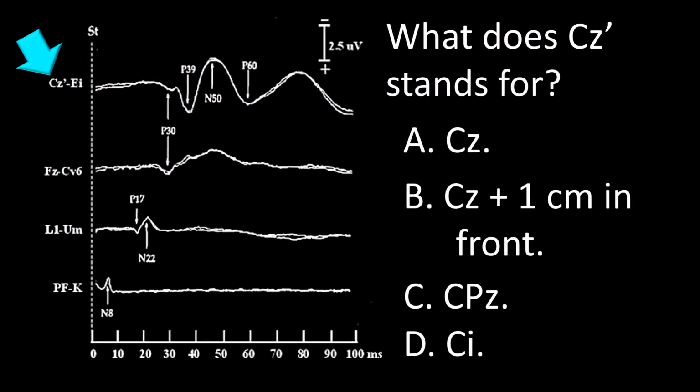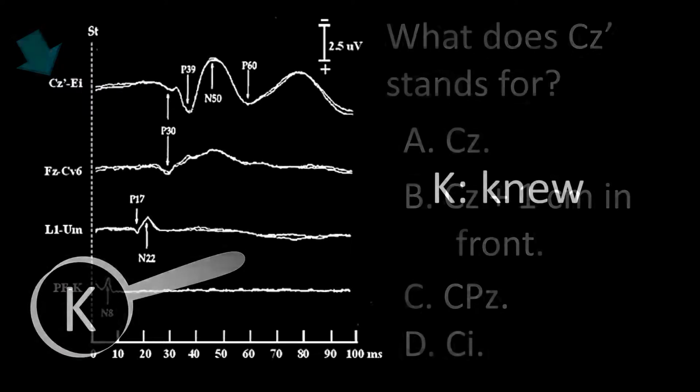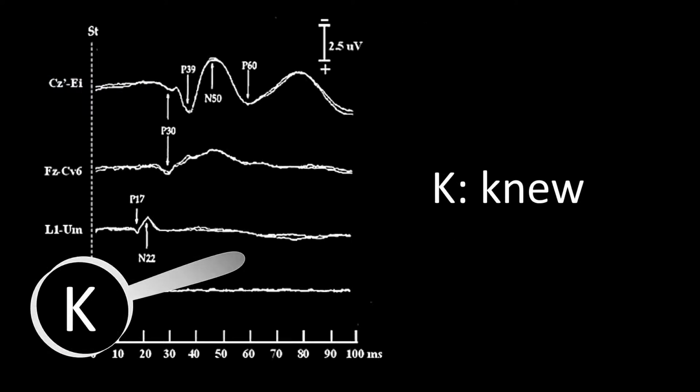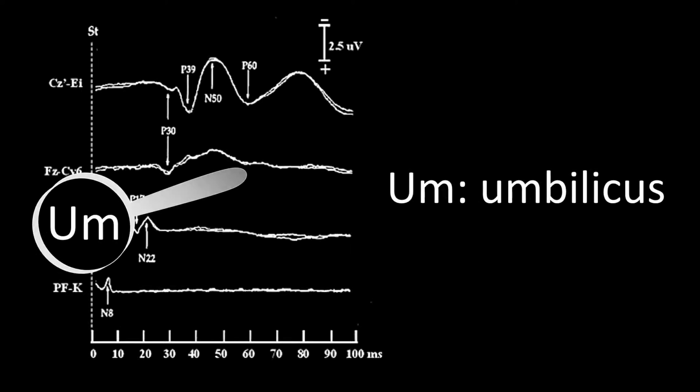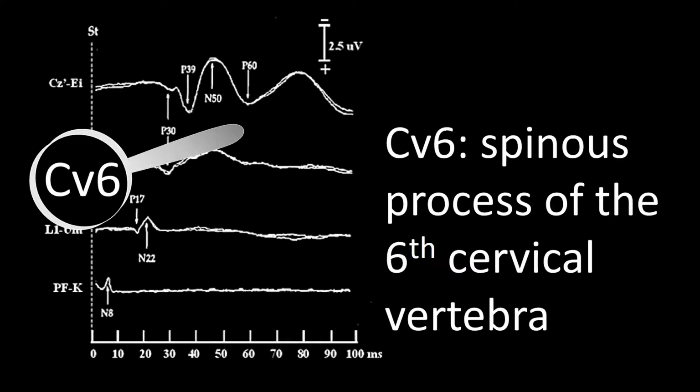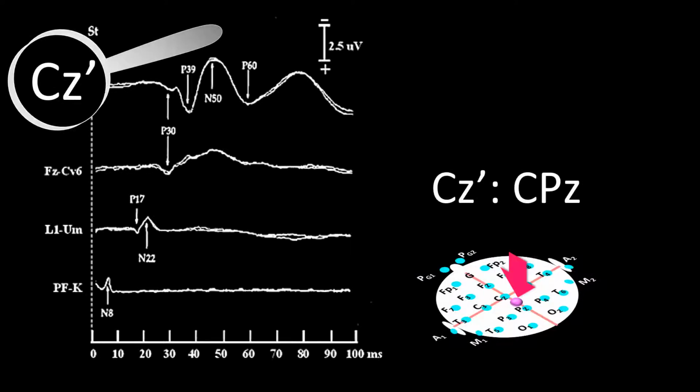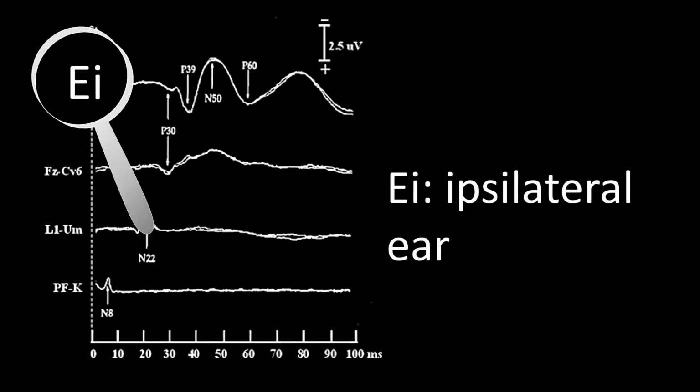Next question. What does CZ apostrophe stand for? A, ZC; B, CZ plus 1 centimeter in front; C, CPZ; D, CI. The K in this frame stands for knee, which corresponds to the medial trochanter. The UM for umbilicus. The CV6 stands for spinous process of the 6th cervical vertebra. The C with an apostrophe corresponds to CPZ. The CI stands for ipsilateral ear.